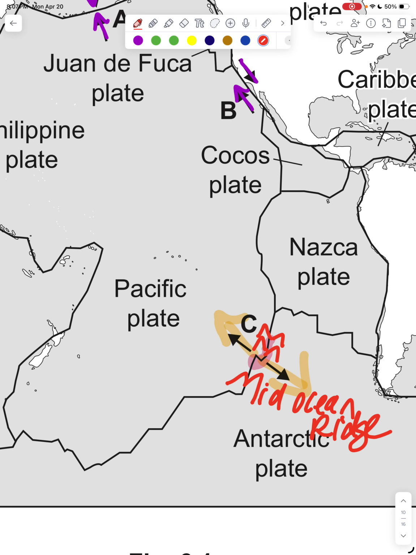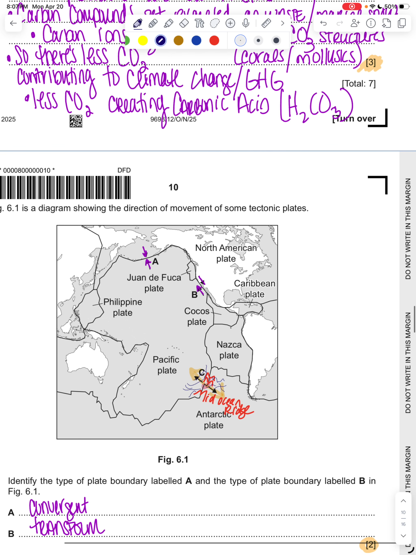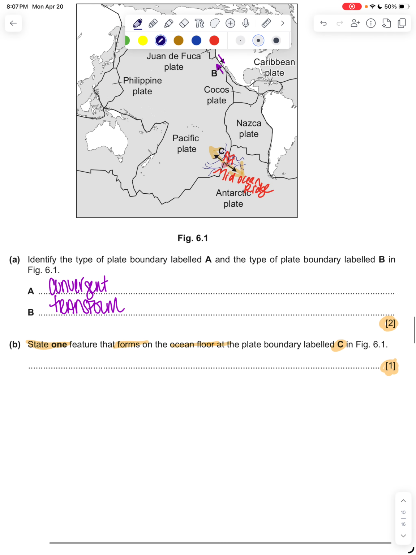But also, there's going to be areas here where the crust is really thin, and there's cracks in the crust, and cold water will seep through those cracks and get superheated by the magma chamber and create hydrothermal vents. But here labeled C, we're going to say a mid-ocean ridge. I'm going to put MOR.